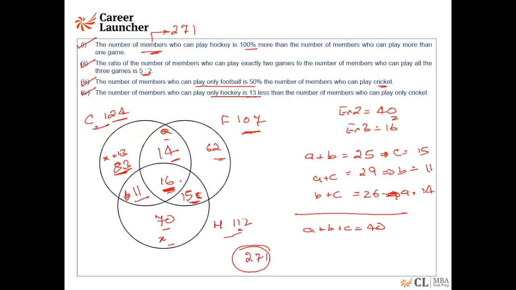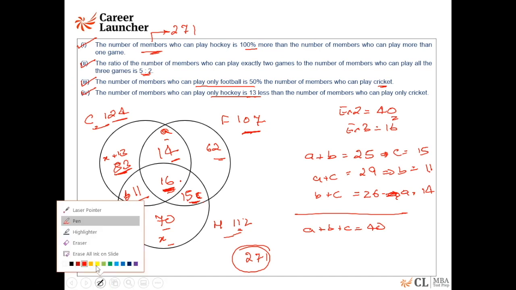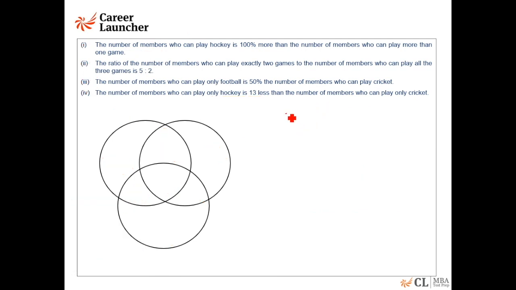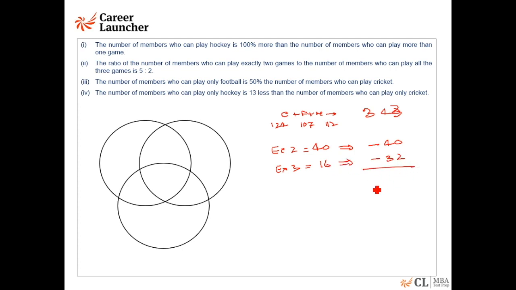The other place where you probably need to look is the way I reduce the numbers. Just to repeat that part because I think that's important. Cricket plus football plus hockey, if we look at just the number of people playing, cricket was 124, football is 107, hockey is 112. This total adds up to how much? 343. Exactly 2 is 40, which implies a reduction of 40. Sorry, that's 343. Exactly 3 is equal to 16, which implies a reduction of 16 to 232. What I am left with is 271. That means there are 271 members.